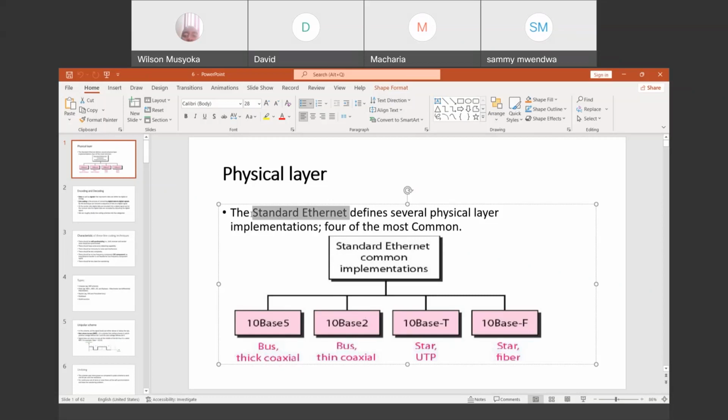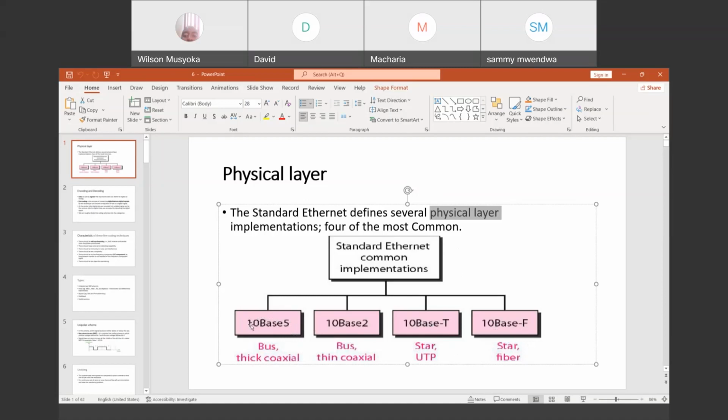So here we are looking at the Ethernet standard, whereby there are going to be physical layer implementations. And the four common physical layer implementations include the 10 base 5, the 10 base 2, the 10 base T, and the 10 base F. There is also a new one, which is 100 base 10. Now, the most important thing to understand is, what does this 10 represent? What does this base represent? And what does maybe the 5 represent?